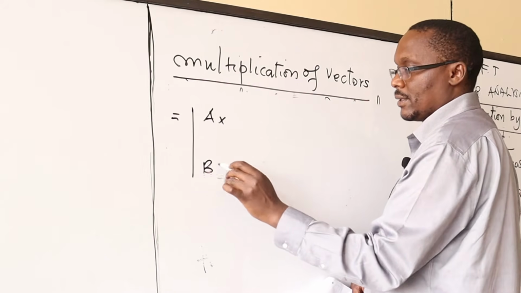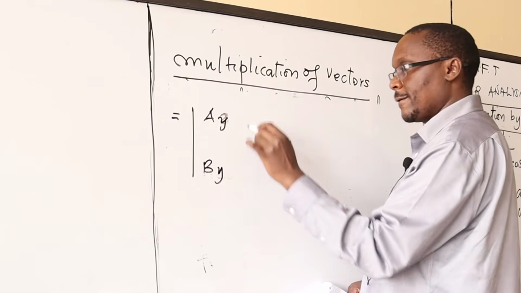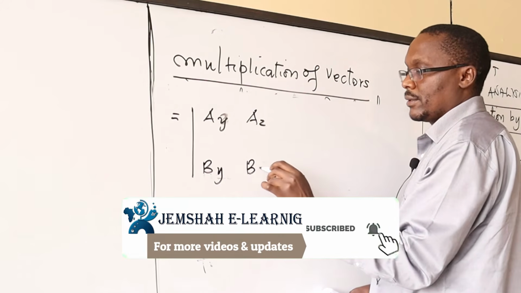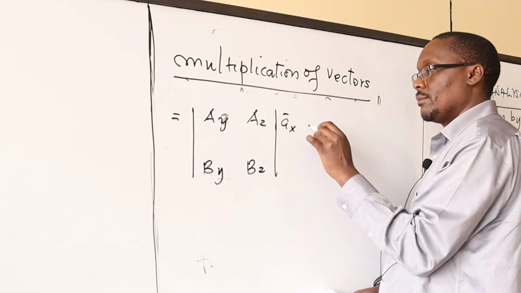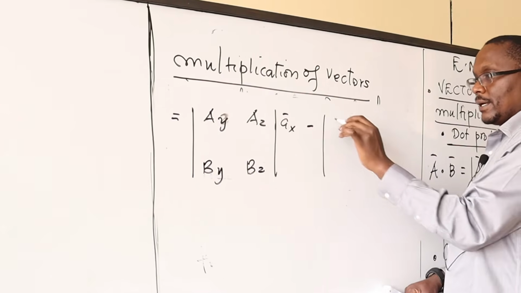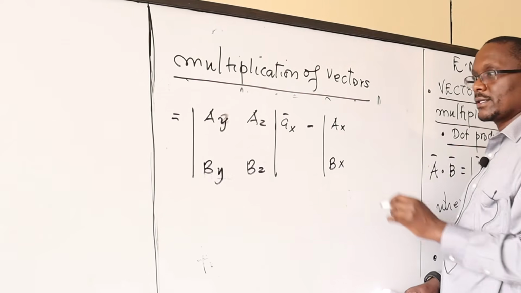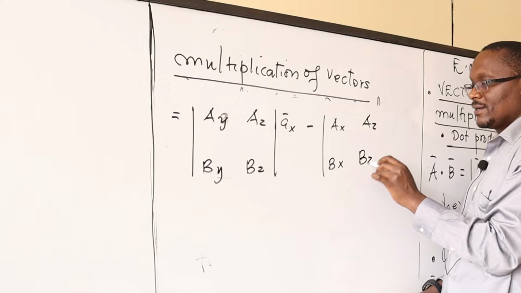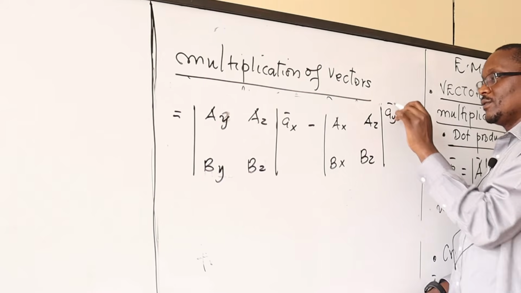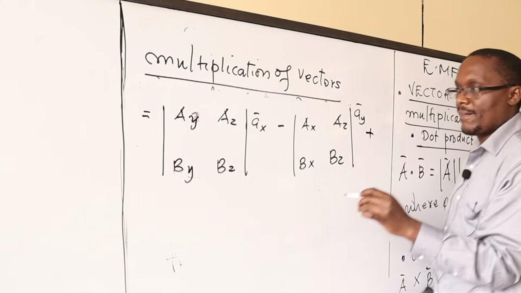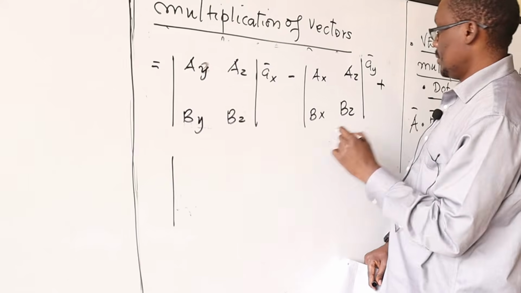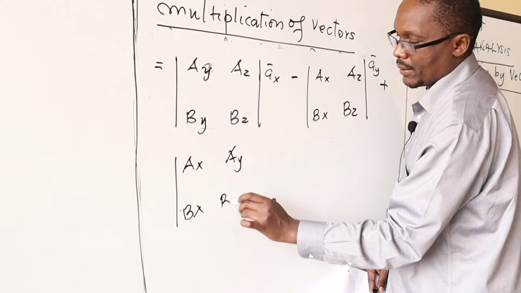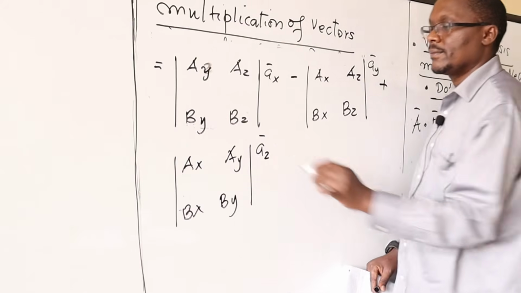AY, BY, AZ, BZ in the direction of AX bar, minus AX, BX, AZ, BZ in the direction of AY, then plus AX, BX, AY, BY in the direction of AZ.